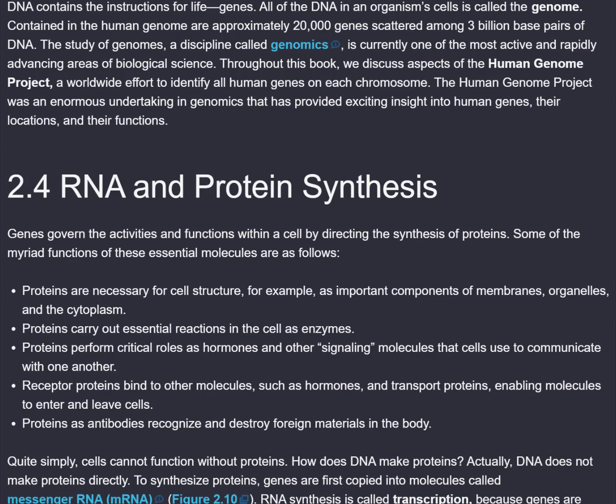DNA contains the instructions for life: genes. All of the DNA in an organism's cells is called the genome. Contained in the human genome are approximately 20,000 genes scattered among 3 billion base pairs of DNA. The study of genomes, a discipline called genomics, is currently one of the most active and rapidly advancing areas of biological science. Throughout this book, we discuss aspects of the Human Genome Project, a worldwide effort to identify all human genes on each chromosome. The Human Genome Project was an enormous undertaking in genomics that has provided exciting insight into human genes, their locations, and their functions.